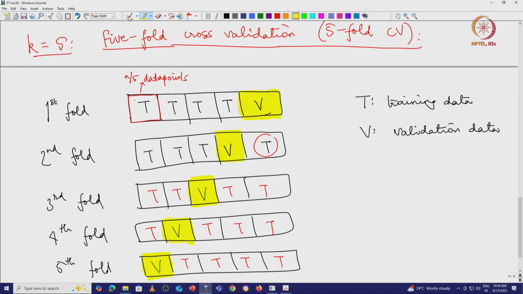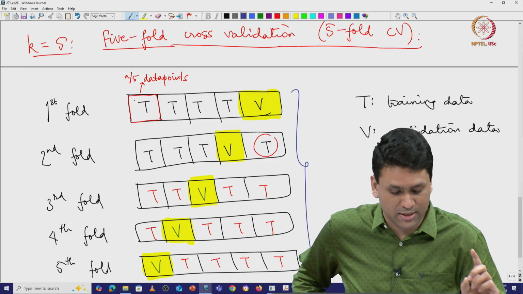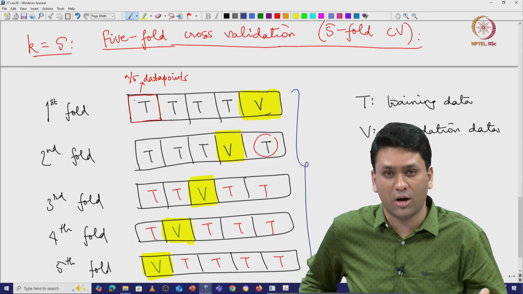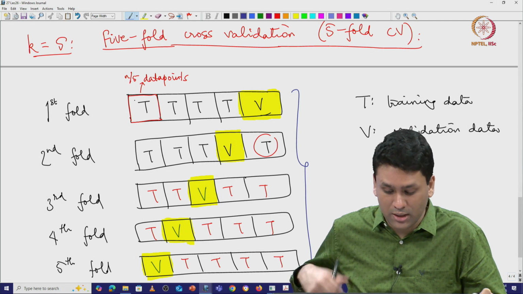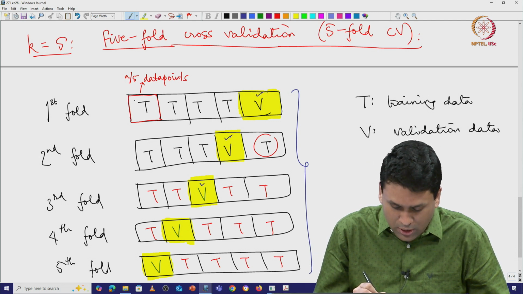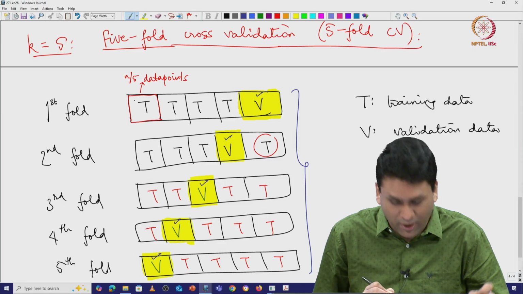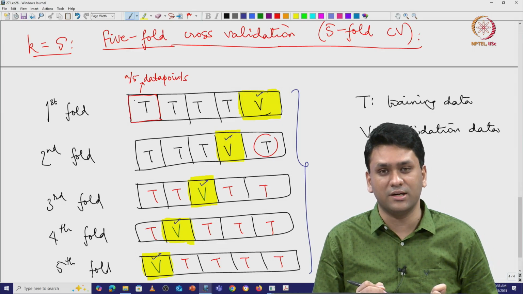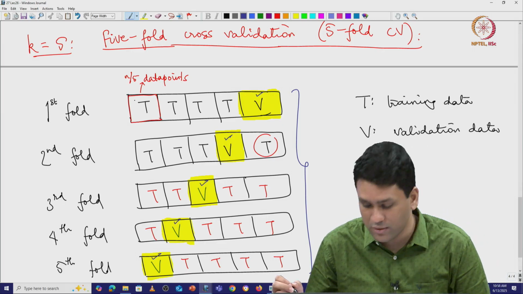And then what do you do? Once you have done all these folds, you have essentially trained k models. In this case k is 5. So you have trained 5 different models, and those 5 different models will have different performance on the validation set. So you can compute the loss function of the 5 models on the 5 different validation sets. So what will you get?